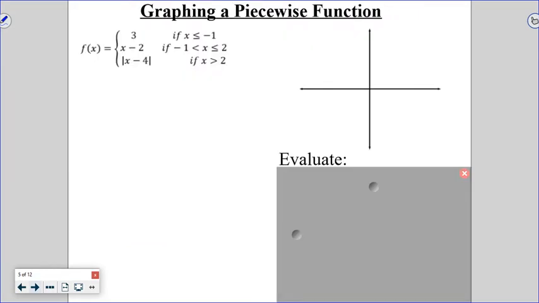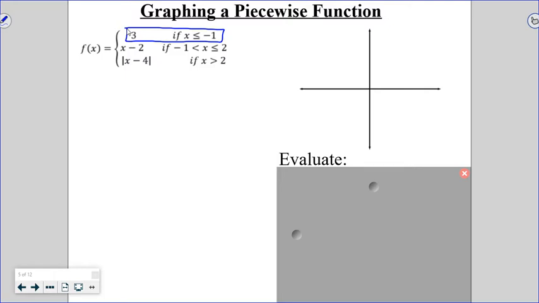Okay, continuing on. Graphing a piecewise function. We're going to graph this piecewise function by making a table and plotting points. As I am doing this, please make sure that you make notes for yourself as to why I picked the numbers I picked in these tables. There's a very specific reason I'm picking the numbers I pick. We have 3 different graphs that we are going to be graphing. I'm going to look at this first one first. Our first function is 3 if x is less than or equal to -1.